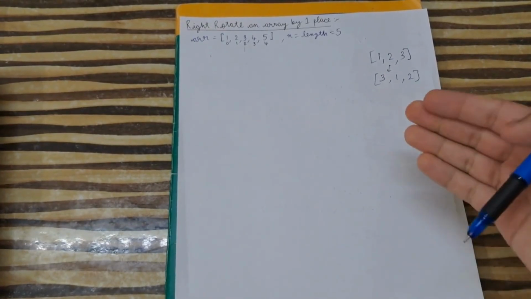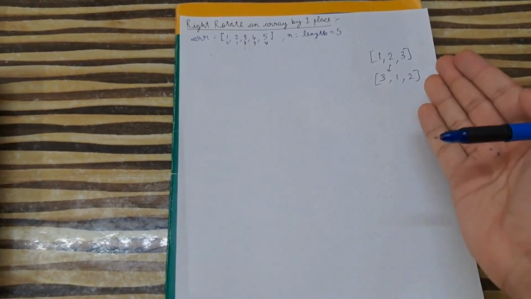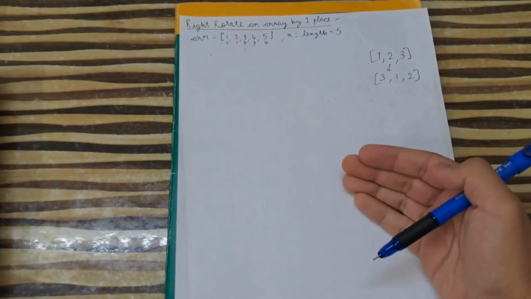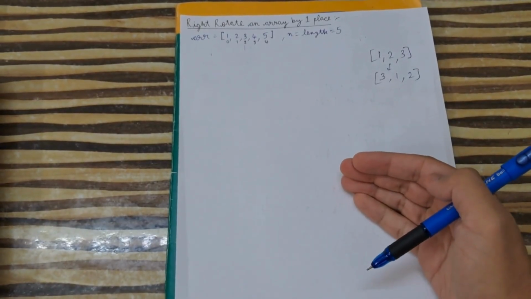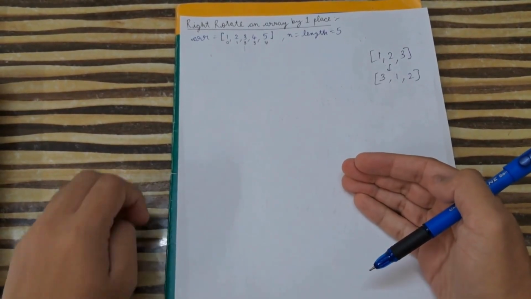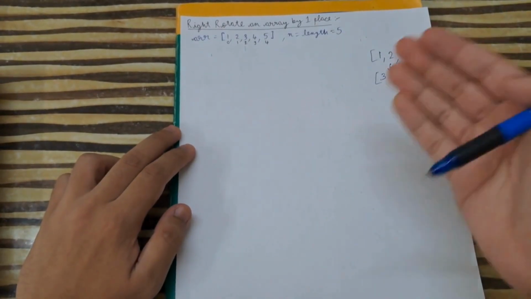Similarly, there is left rotation, in which every element shifts to the left by one place. So that's about the rotation part. Now we are shifting only by one place.